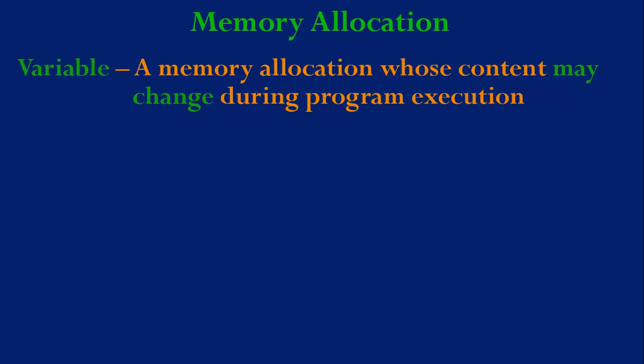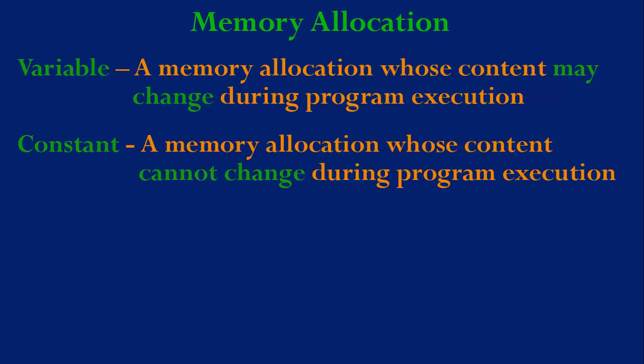The second type of memory allocation is a constant. A memory allocation whose content cannot change during program execution. Again, with the same example, if you decide to declare an integer and give it the value 5, throughout the program, it's going to keep that value of 5. Now let's try this out in C++.